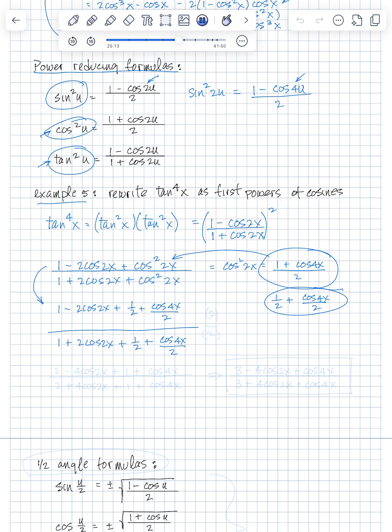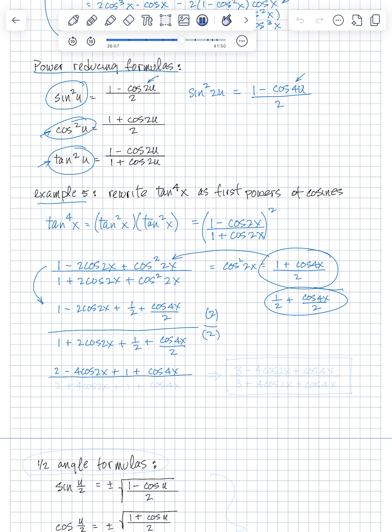The answer is in single powers of cosines, but now we need to clean up this. We can't leave it like that. And so what I'm going to do is multiply top and bottom by 2. I think that will take care of it. So 2 over 2 to clean up the fractions. So we have 2 minus 4 cosine 2x plus 1 plus cosine 4x. That's the numerator.